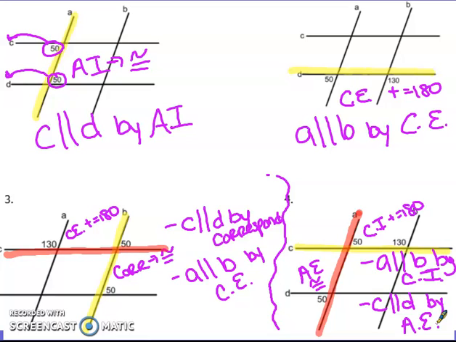Again, if you have more than one transversal that contains 2 angles, you need to check all those angle types just to make sure that they are either parallel by one of our 5 types or they're not parallel because we don't have one of those 5 types.